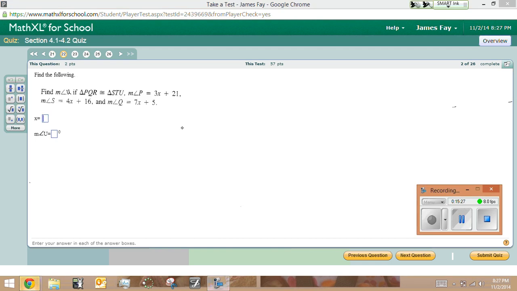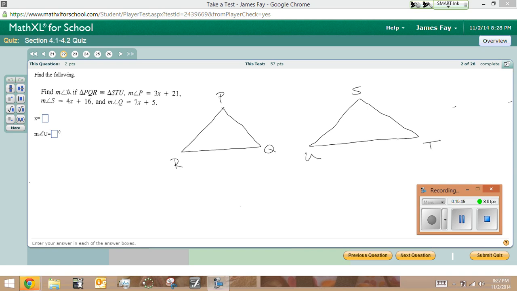Again, I think it's useful here to draw a picture. Doesn't matter what your triangles look like as long as when you name them, their corresponding parts match up. So PQR, P and S are going to match up, Q and T match up, and then R and U match up. They say angle P is 3x plus 21. They say angle S is 4x plus 16, and angle Q is 7x plus 5. They want you to find x and then the measure of angle U.